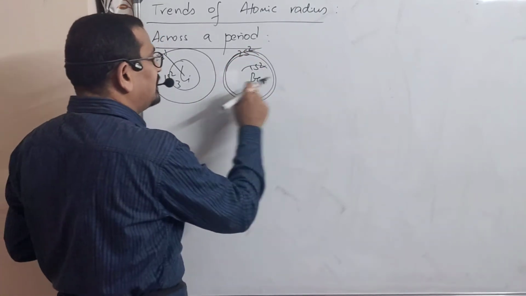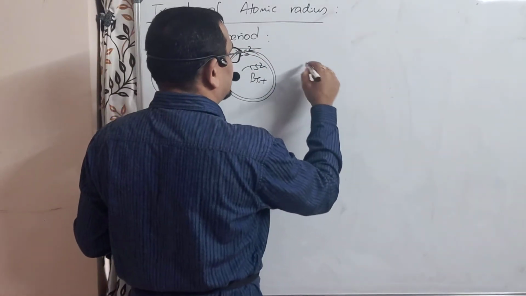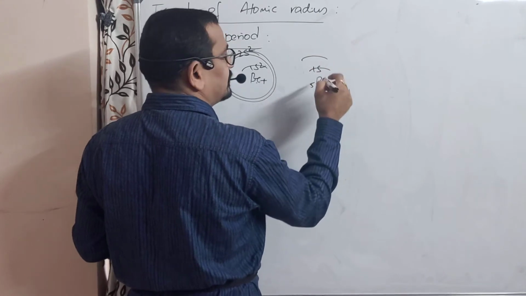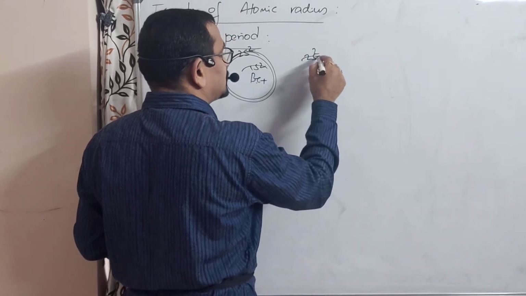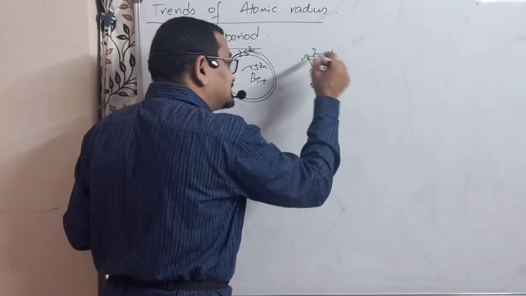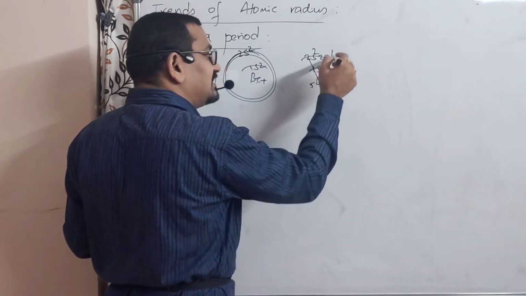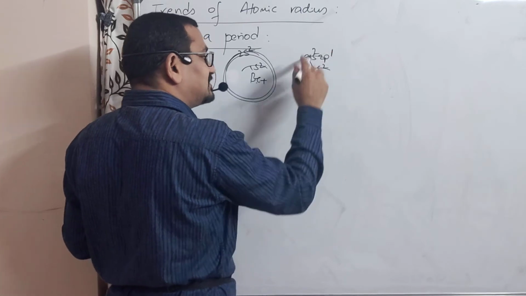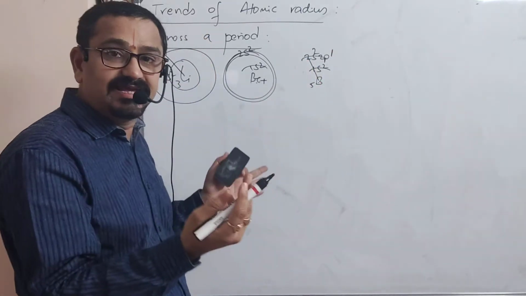When it comes from beryllium to boron, electronic configuration is boron 5, atomic number, 1s2, 2s2 and 2p1. See, again within the same distance, one positive charge is increased and one electronic negative charge is increased, but the distance between them is not varying.